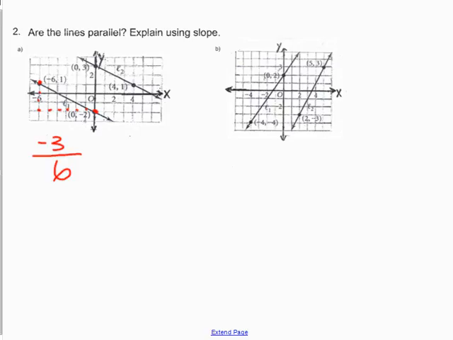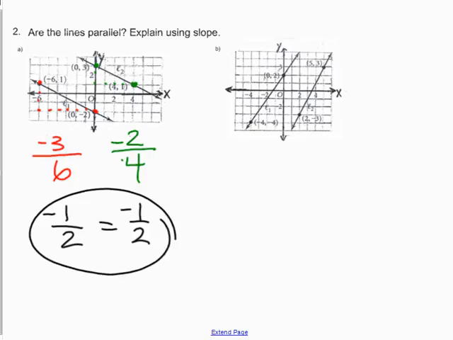Let's look at this one. Oh, okay. Left to right, I'm going to count from here to here. 1, 2, -2. 1, 2, 3, 4. 4. Well, they don't look like they're the same, do they? But if we reduce now, we have to reduce. We've got -1/2 equals -1/2. That means that, yes, they're parallel because the slopes are the same.